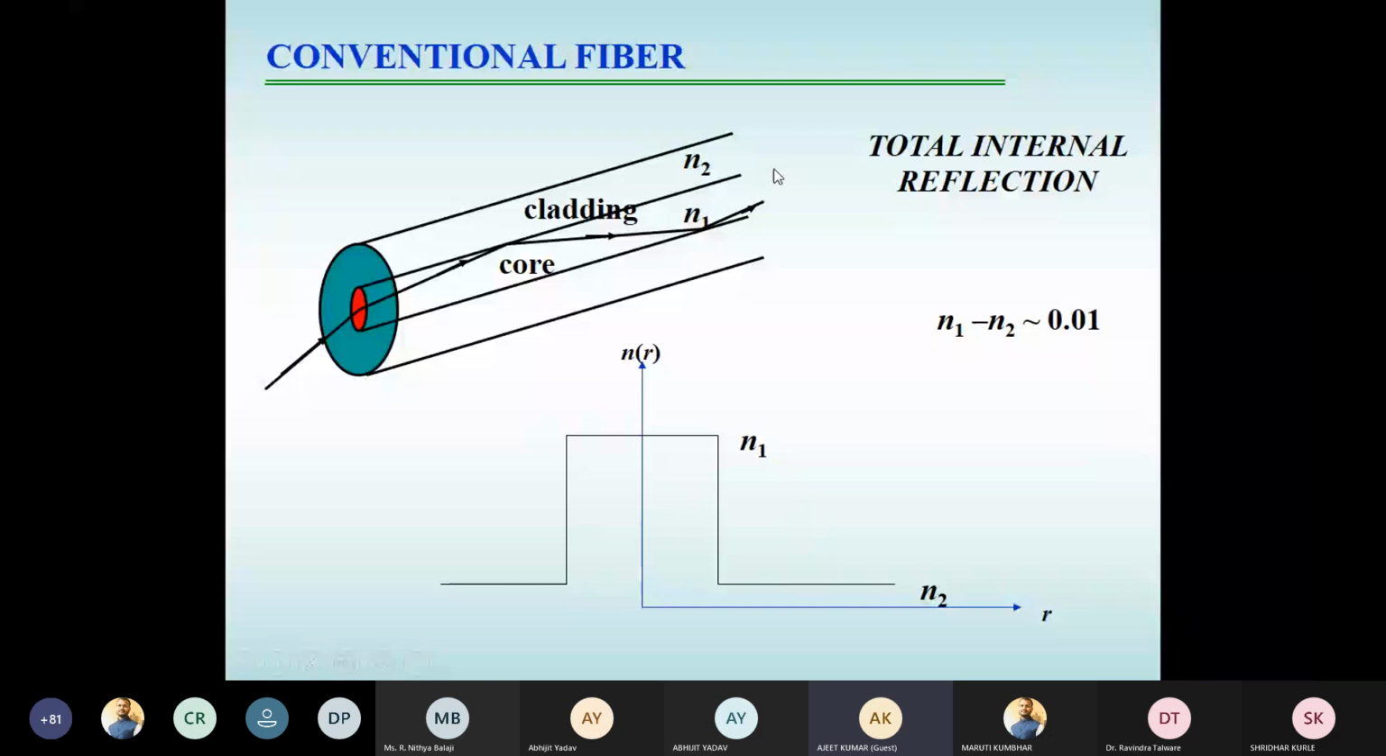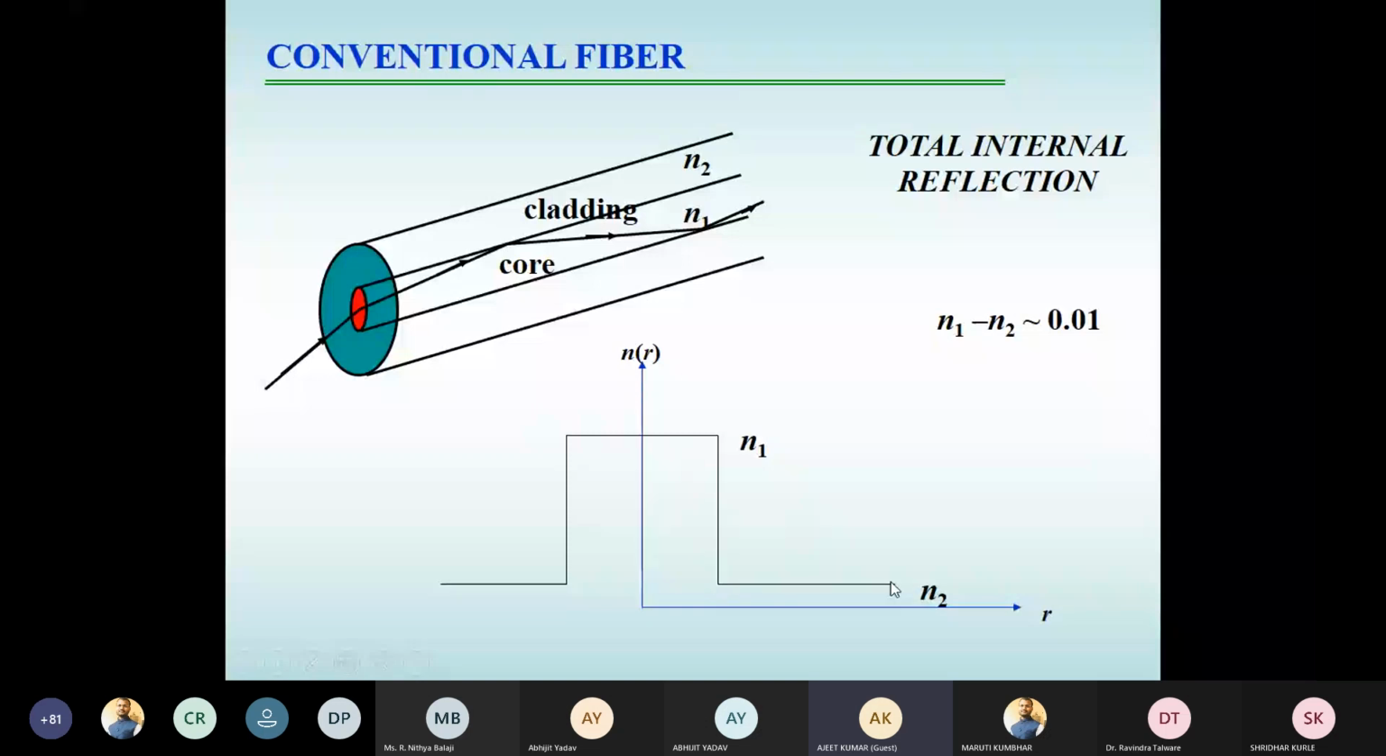So this is a schematic diagram of a step index optical fiber. The refractive index profile of this fiber is something like this. In the core region, you have the refractive index N1, which is constant, and in the cladding region, you have the refractive index N2.